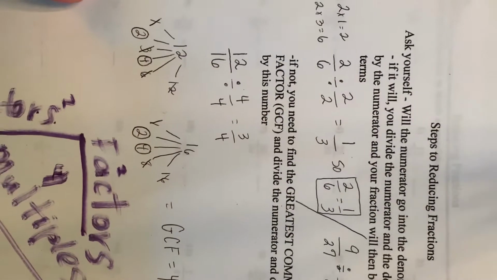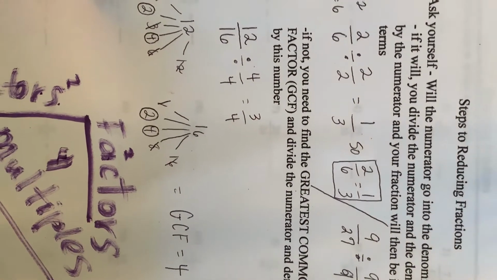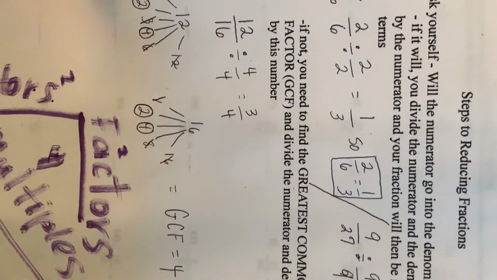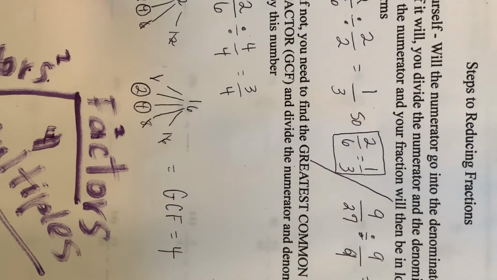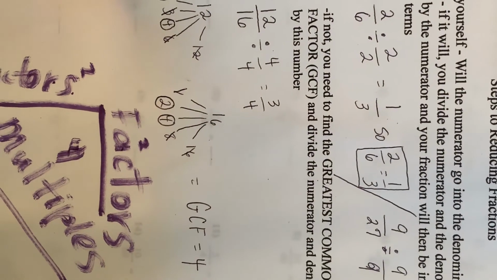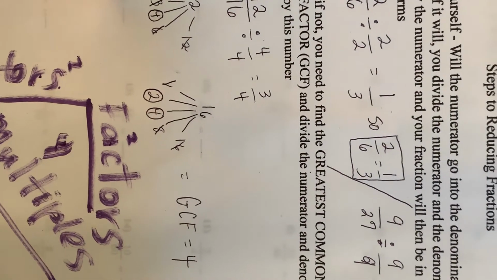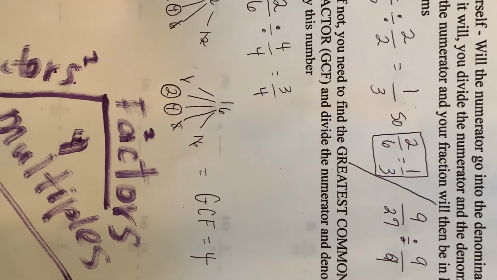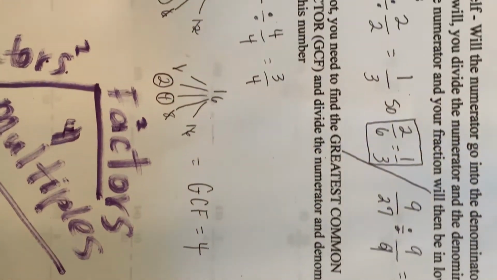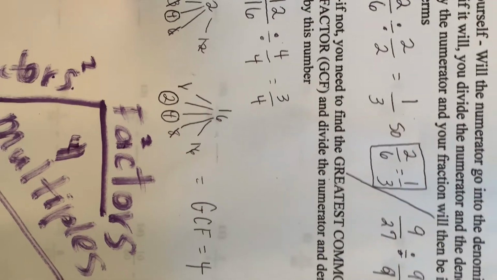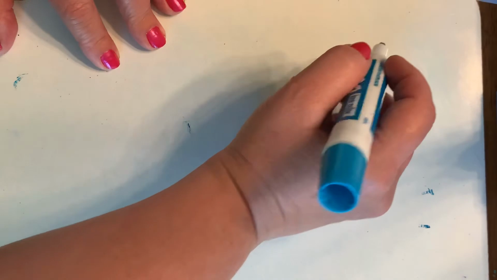Now, the second thing we need to look at is our second step, and I've got it on that piece of paper. Okay, if the numerator will not go into the denominator, then you have to find the greatest common factor. You see I have a GCF right there? That's because that's the way you're going to see it, or you're going to hear it a lot. And divide the numerator and denominator by this number. So I'm just going to do the problem I have on here for you, 12/16.